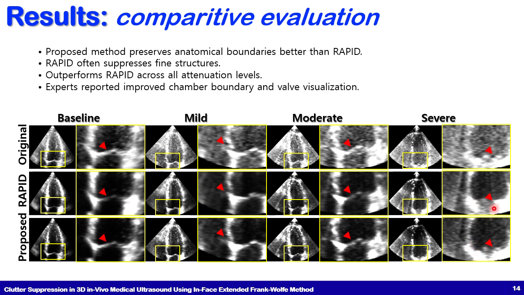Especially in the severe case, you can see RAPID generates a saturated image, and it blurs out all the structural details here, while the proposed method not only suppresses the clutter, but preserves these fine details, and this makes it suitable for 3D scans.